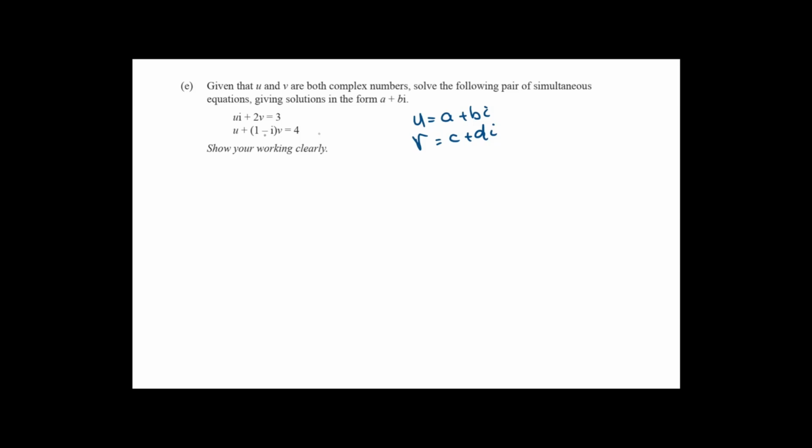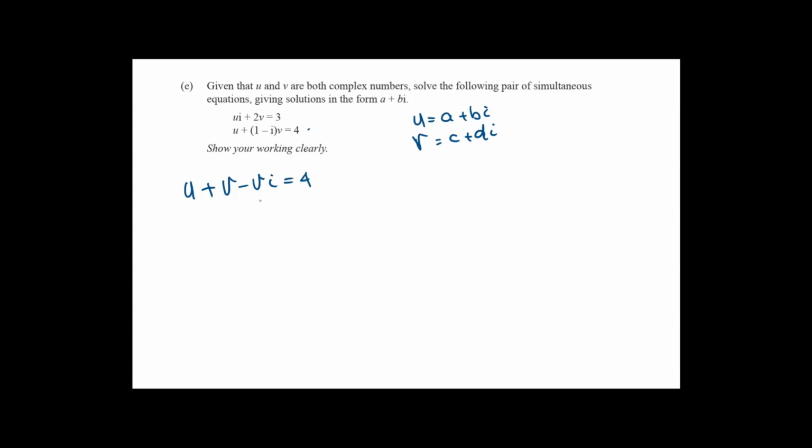I don't particularly like this one. It's got to be the same form before we can really use simultaneous equations. So what am I going to do? I want to massage this bottom one here to get rid of this extra bracket. So U plus V minus Vi equals 4. That's going to be it.